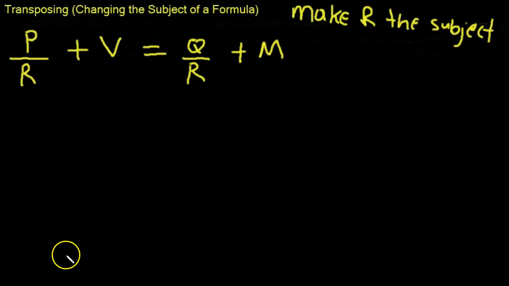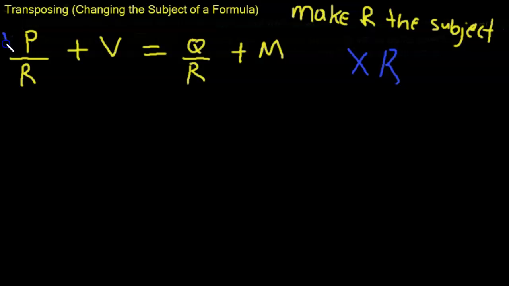Here we have another one. We want to make R the subject. And we have some denominators there we need to get rid of. So we're going to multiply each term by the denominator, which is R, right? So we're going to times each term by R.